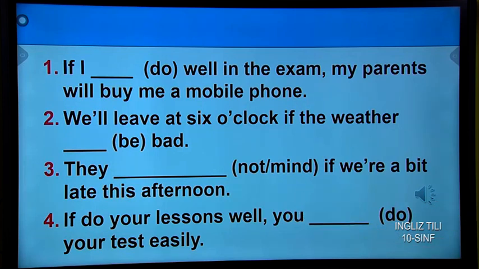In zero conditional, you have a guaranteed result, but in this part, you cannot guarantee. It is a possible result. If you get some rest, you will feel better tomorrow, but you cannot guarantee it. Maybe you feel better tomorrow. But in zero conditional, you can guarantee, like if you heat water, it boils.